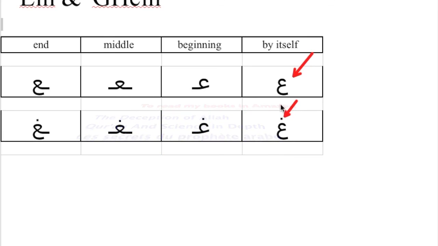A by itself we call it the Ain, and Gha by itself we call it the Ghin. However, this is not really important, as I said. So focus on it as A and Gha. Let us write something. Actually, let me write the word Ain. Ain in Arabic has many meanings, but we will take the most popular one, which is I.